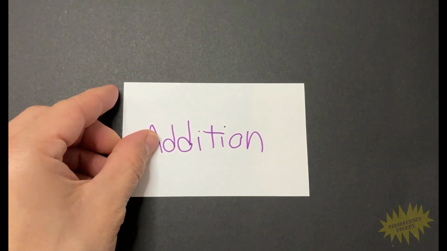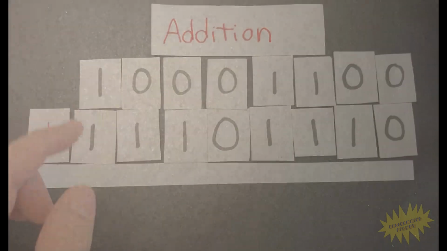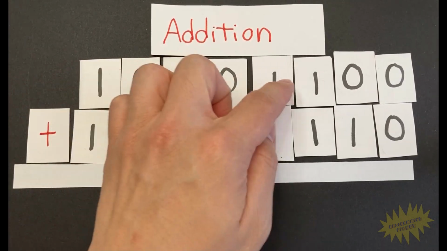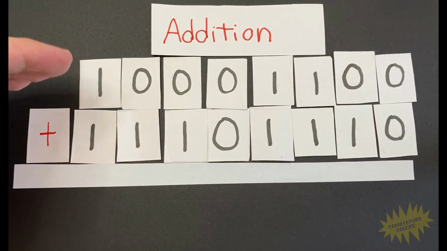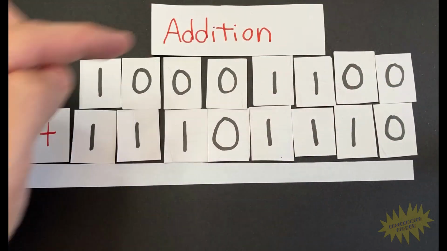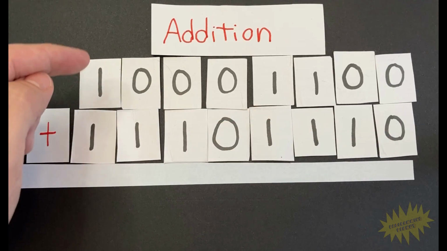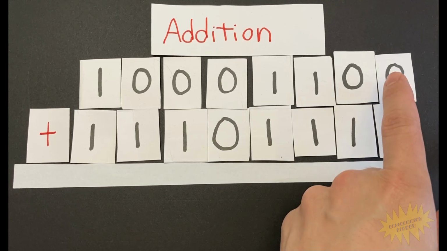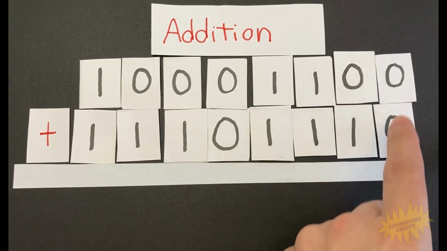All right, so now we're going to cover adding binary numbers. So here we have 2 bytes, 1, 2, 3, 4, 5, 6, 7, 8. We have 1 byte here and 1 byte here, and we're going to be adding them together. So we start off by adding the numbers all the way to the right.